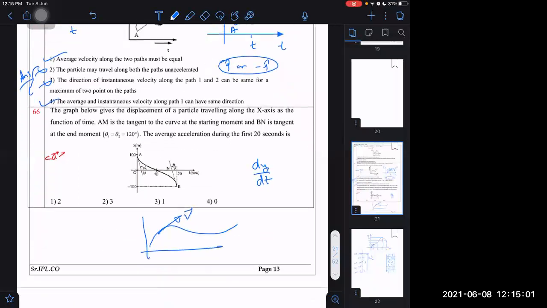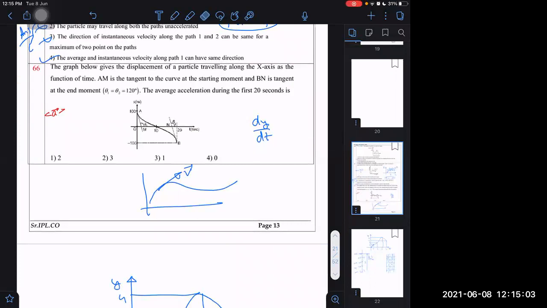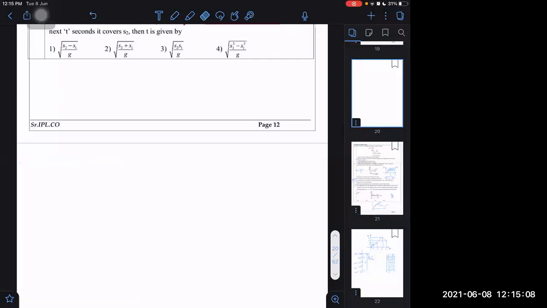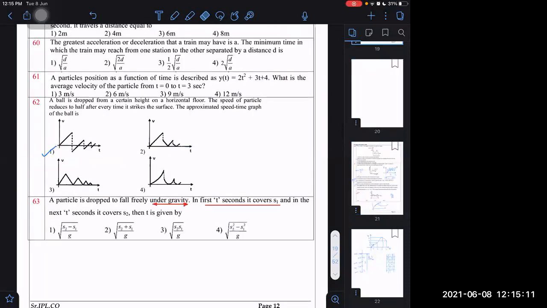Question number 62, option 2? You want to discuss? They mentioned speed, not velocity. Sorry. If they mention speed, then it will be inverted. Whatever is on the negative side, we have to take on the positive side. I did not read the question at that time. I just saw V and T and thought it was velocity versus time. It is speed versus time. The speed versus time, which is correct? Second is correct.